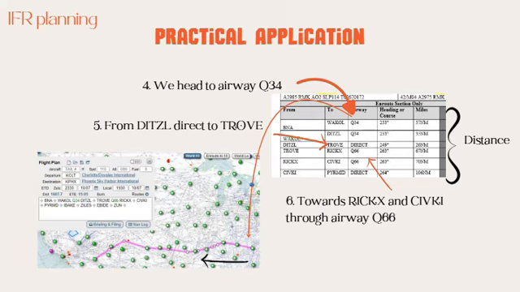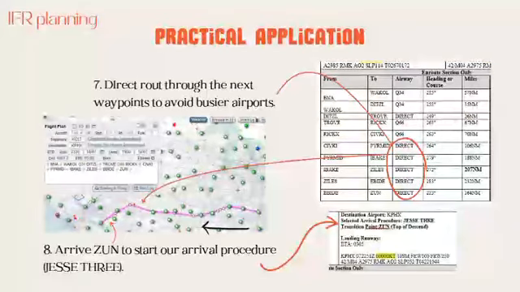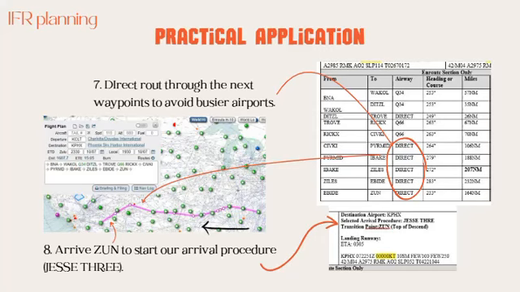Then, here we will head towards Riggs and then Sifki, following the Airways Quebec 66. From Sifki, we will take a direct path to Pyramid, which allows us to avoid busier airports. Then we proceed to Ibeik and Siles. With these waypoints, we head directly to Evite, which will be our last segment before arriving to Sun, the transition point for our arrival procedure.